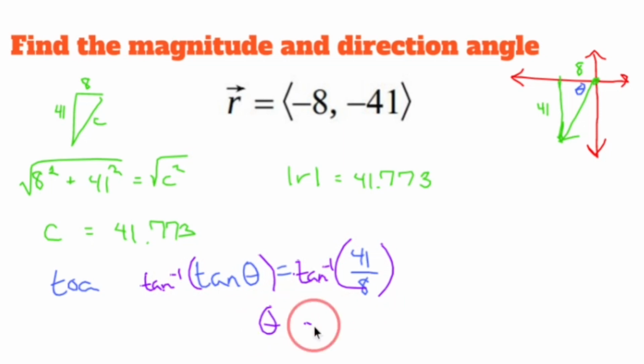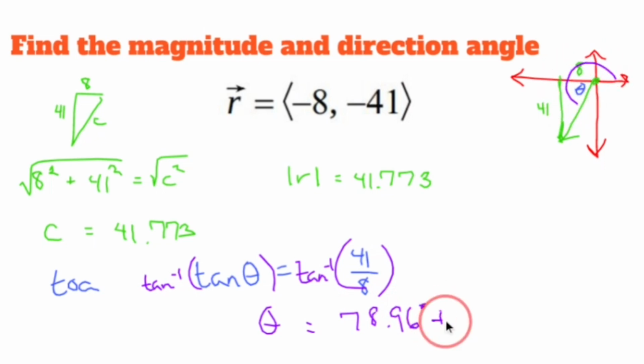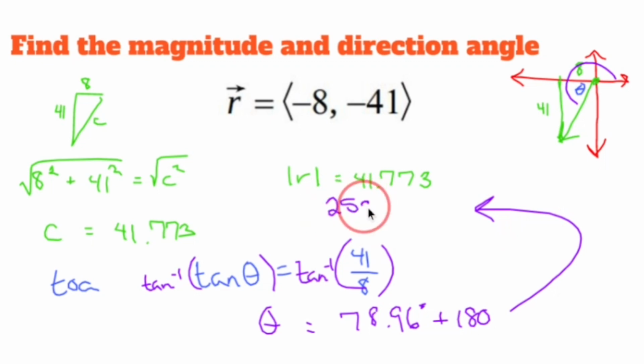Theta is going to end up equaling 78.96 degrees. However, I'm not done. That angle is 78.96. I want all of this, which means I have to add 180 to it. And when I add 180 to it, the resulting angle is going to be 258.96 degrees. Ooh, close to 98.6 degrees, which is average body heat.